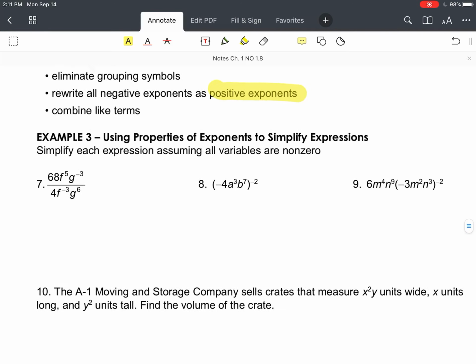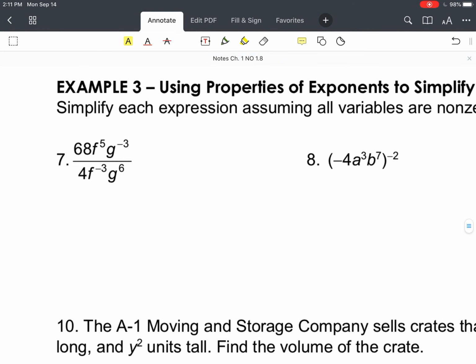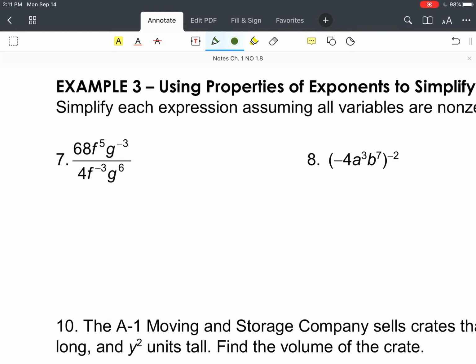So example 3, let's simplify each expression. Before I do anything, I see I have a 68 over 4. Well, I know I can simplify that following my basic fraction rules. And this will be simplified to 17 over 1. 68 divided by 4 is 17. You don't have to write the 1, but know that there is a 1 there.